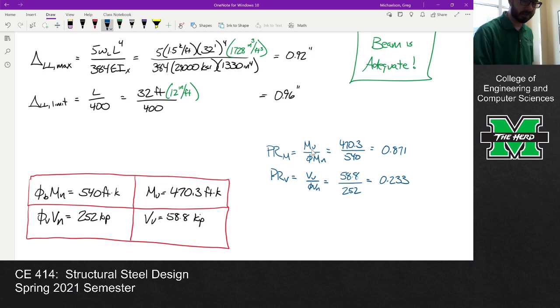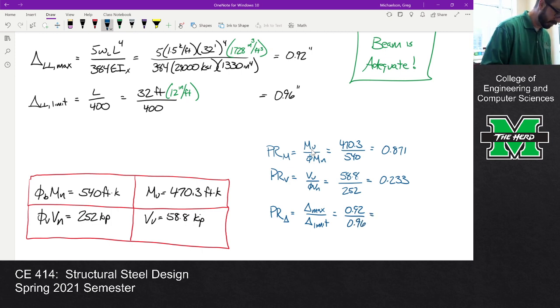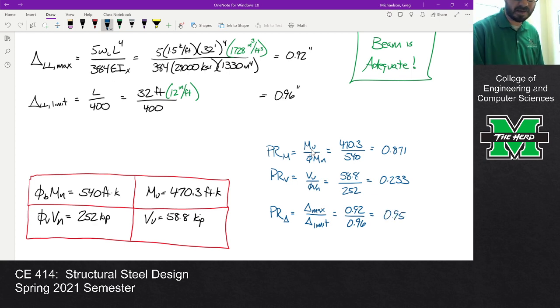I could also do performance ratios for deflection. And so I might say, my maximum deflection divided by my limit. And so I might say 0.92 divided by 0.96. And so this is going to give me 0.958.